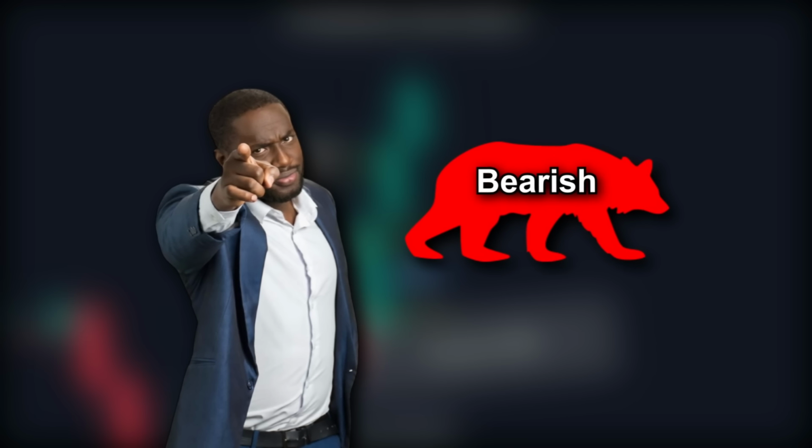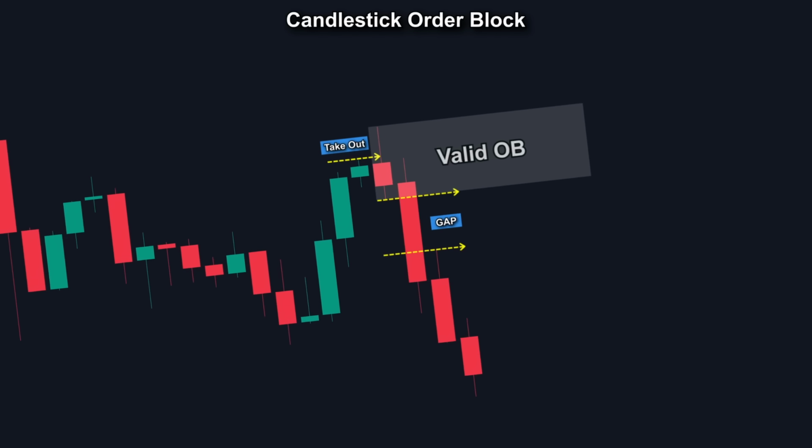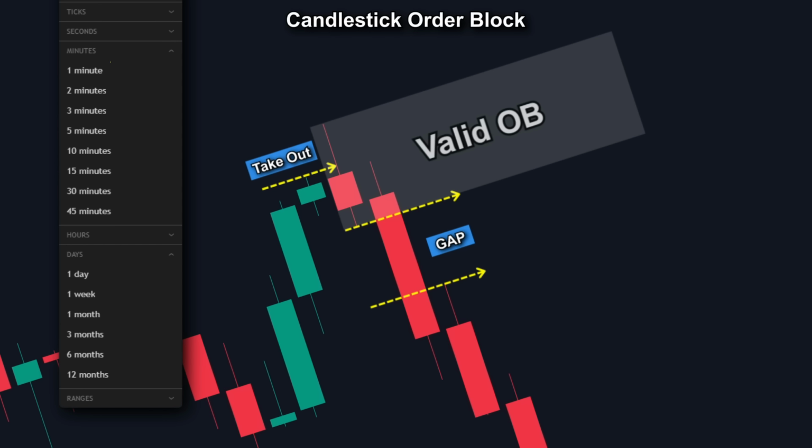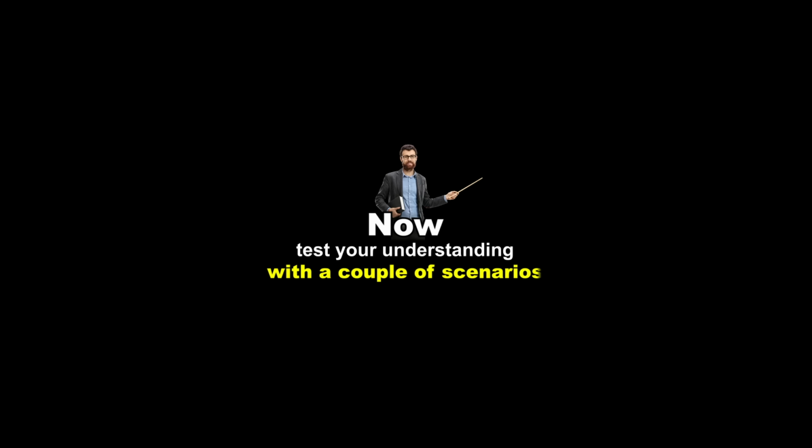And remember, these same rules apply in bearish scenarios. Flip everything. Last bullish candle before a bearish break, liquidity sweep above, imbalance created, unmitigated, valid order block on the sell side. These principles work across all time frames. Whether you're on the 1 minute or the daily chart, the logic is identical. Price action doesn't lie. Now, let me test your understanding with a couple of scenarios.